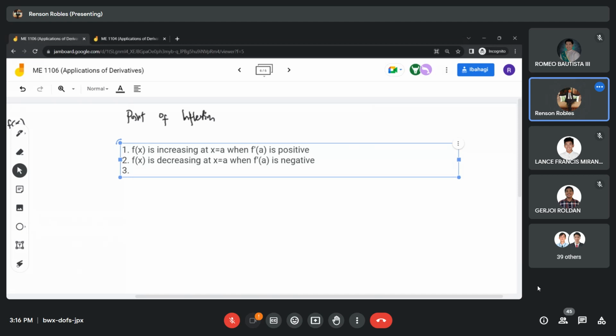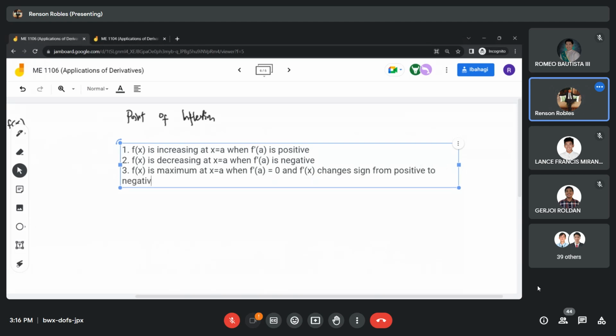3, f of x is maximum at x equals a when f prime at a equals 0. All right, and f prime of x changes sign. That's maximum, okay? From positive to negative as x increases to a.